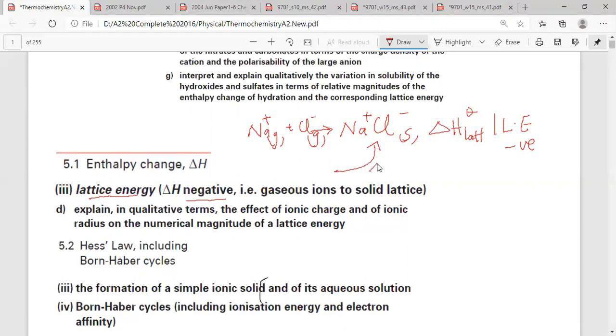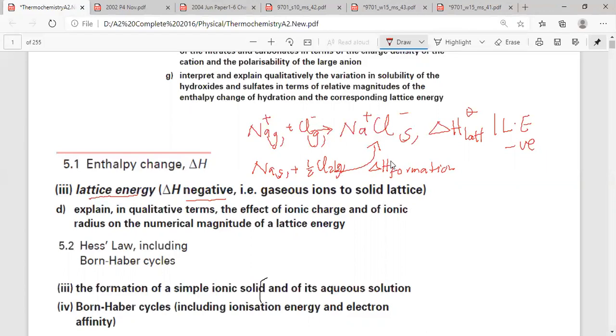The heat of formation is the heat change when 1 mole of the ionic substance is formed from its elements. So it's Na solid plus half Cl2 gas. This is a heat of formation. Okay? So you must know the difference, okay? Now, today we're going to talk about, we have done this already, right? How to solve for this.